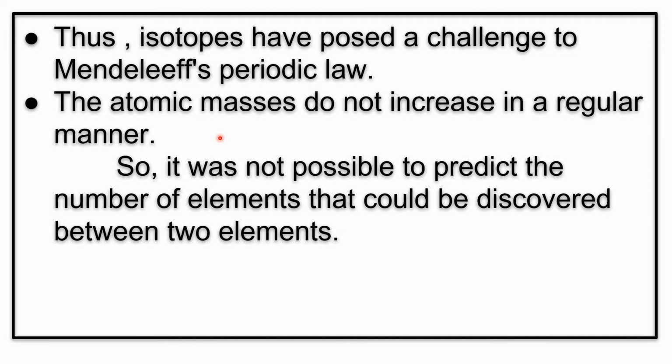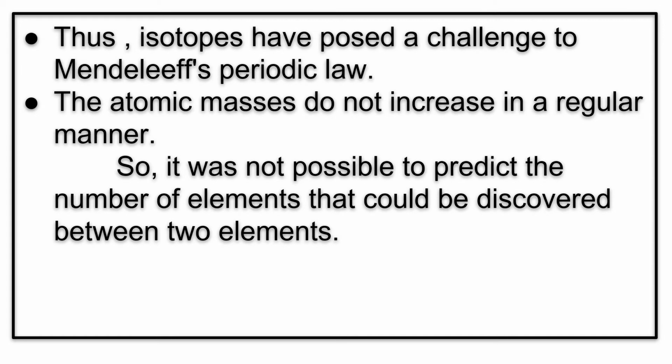But when you take uranium 92 235 and its isotope 92 238, the atomic mass changes by three units. So we can say that the atomic masses of the isotopes are not increasing in a regular manner. So it became difficult to predict the number of elements that could be discovered between two elements, due to this irregular pattern of increase in atomic masses.